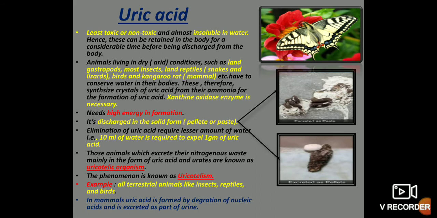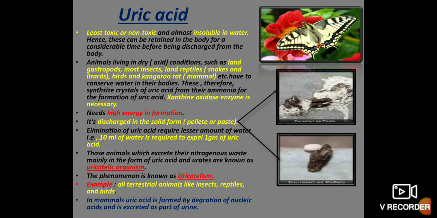These therefore synthesize crystals of uric acid from their ammonia. In this process, xanthine oxidase enzyme is necessary. It needs high energy in the formation. It is discharged in the solid form, that is pellet or paste, as you can see in the pictures.